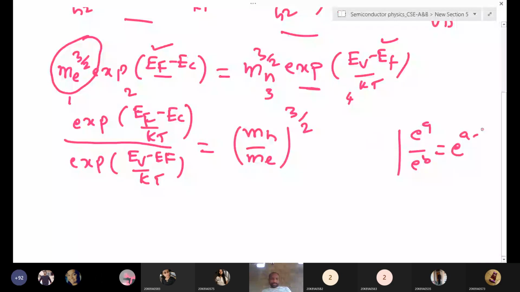So we can write here e to the power of a minus b. I am writing minus Ev, and this Ef also comes here, it will become plus, Ev by kT is there. I have written e to the power of a minus b. Then mh by me to the power of 3 by 2. Now here we will simplify this expression further.